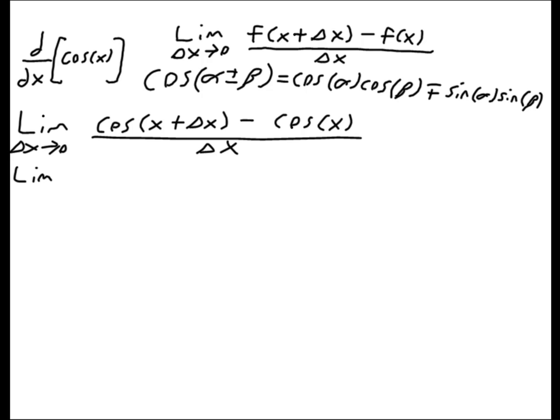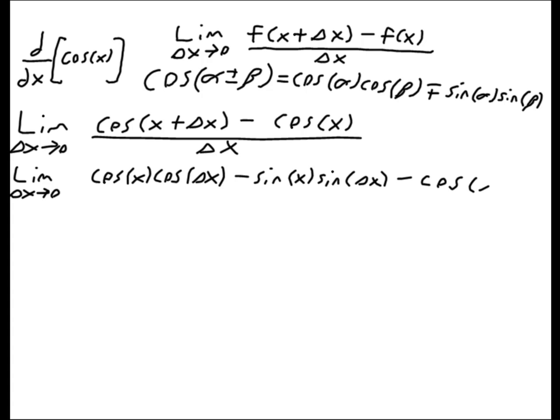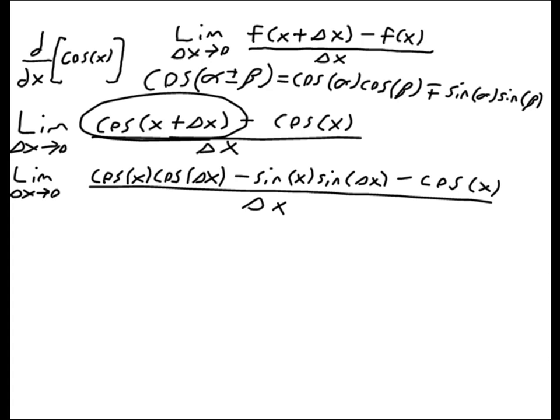So I can rewrite this as the limit as delta x approaches 0 of the cosine of x times the cosine of delta x minus the sine of x times the sine of delta x. This is just using our sum of angles identity from trigonometry. And then behind that is a cosine of x, all still over delta x. So we just expanded this with our sum of angles identity to get this form.